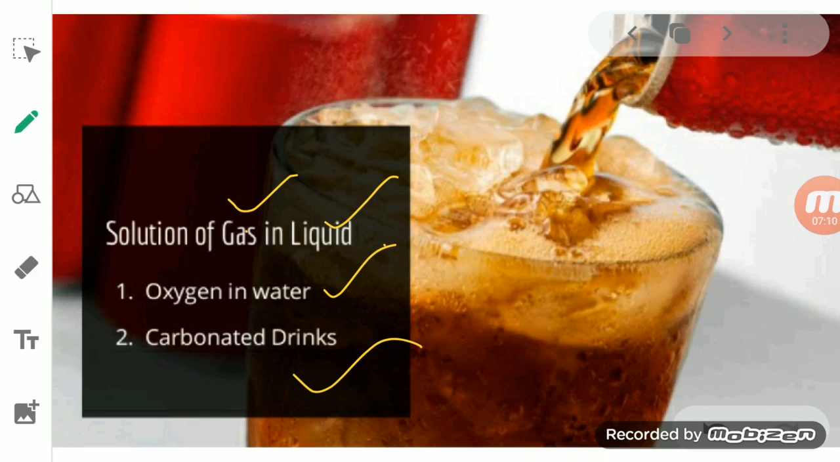You see, when you open it and pour it in a glass, then you will see the bubbles start coming out from this cold drink, from this soda water. So why is it so? It is basically due to a gas present in it, and that gas is actually carbon dioxide gas. Okay, so it is a gas which is in a liquid solution. So these are the two things which explain the solution of a gas in a liquid. Okay.